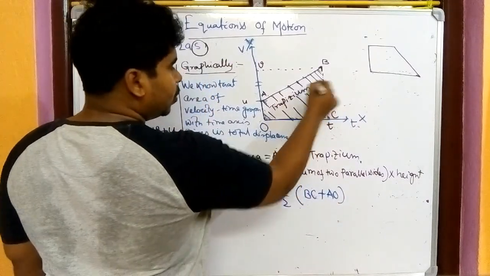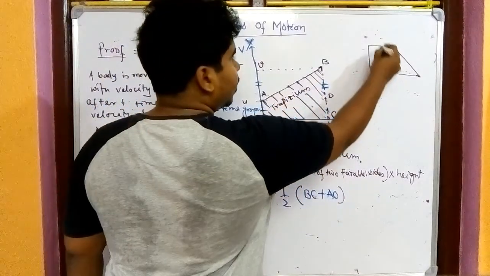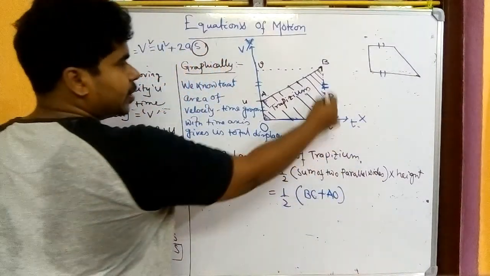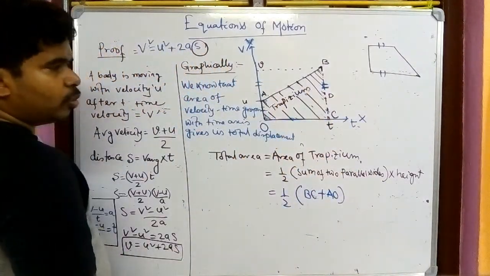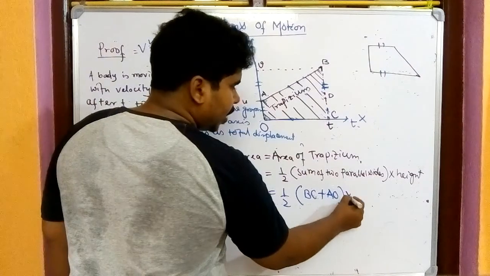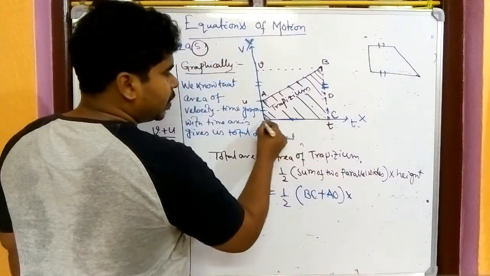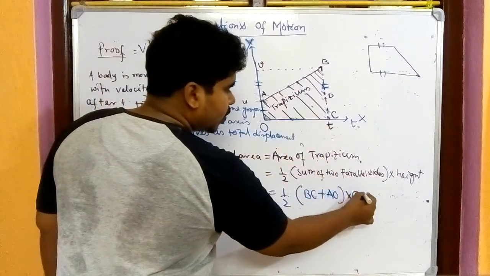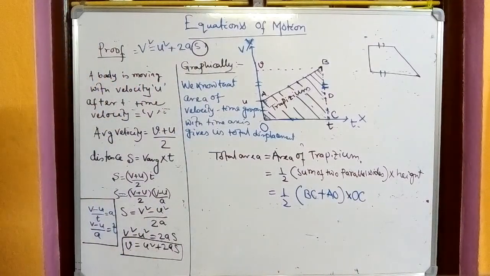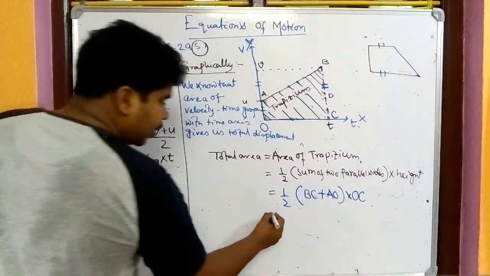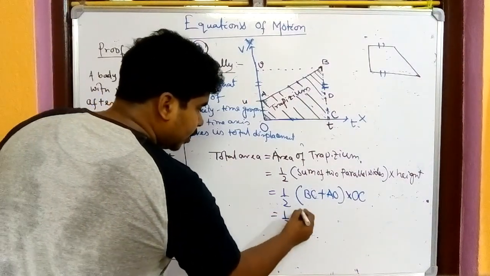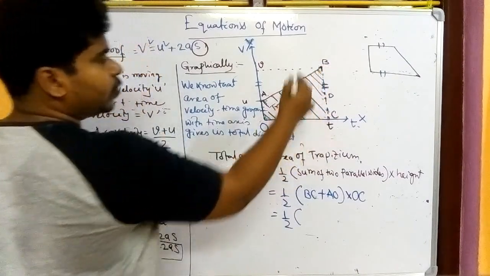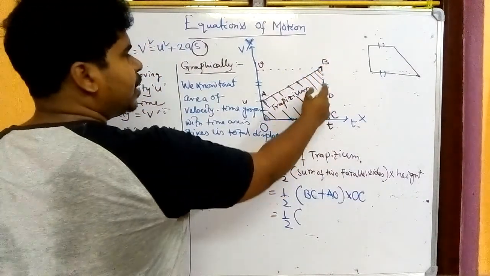This is parallel to this one, just like this. So the area of the trapezium is half into the sum of the two parallel sides into the height. Height means this height, that is OC. So half into BC plus AO into OC. Now put the values. Half BC, I have just done it earlier, that it is V.